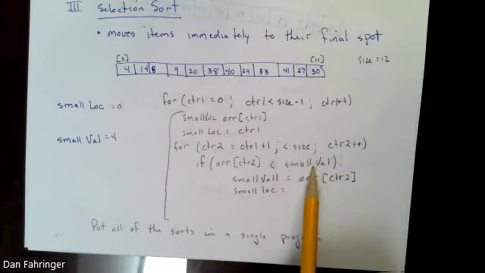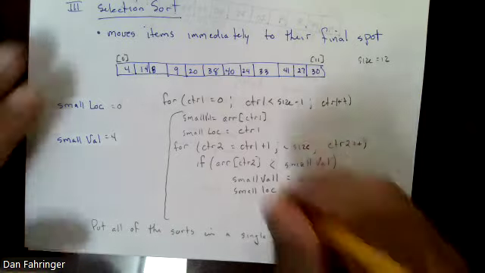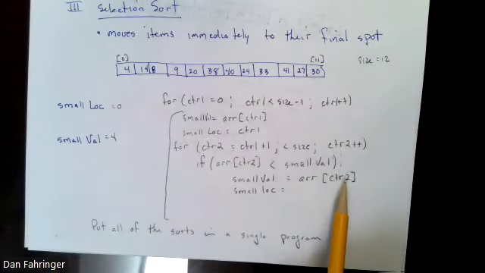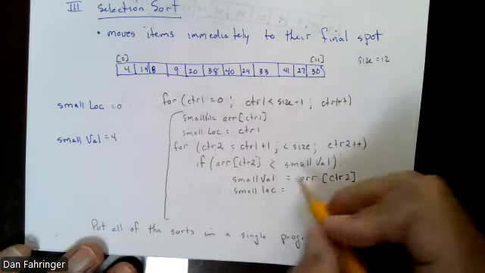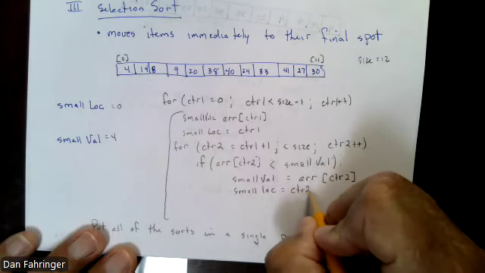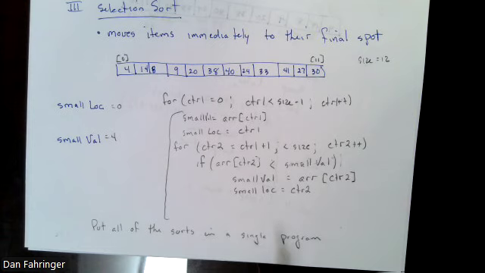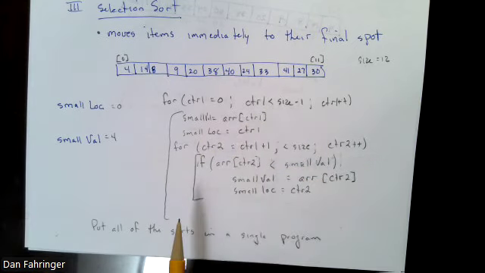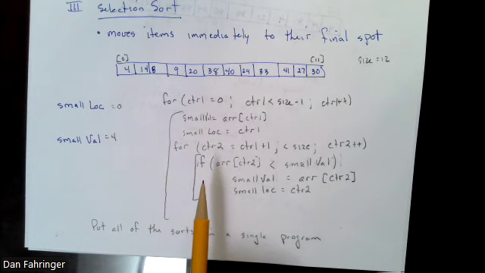If it's less than, oh, I have a new small value. That's good. And I know where it's located. I want to know where it's located, at counter 2. And it's only going to change anytime that if statement is true. So I do that. And now I come back up and I'm going to keep going through this for loop. When I come out of this for loop, I'm going to do that swap.